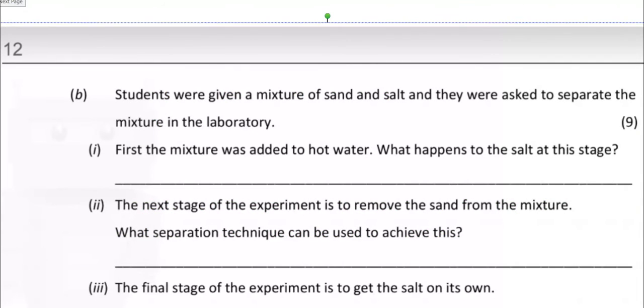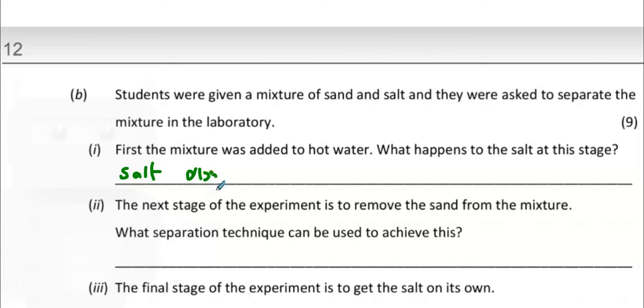Question 12. Students were given a mixture of sand and salt, and they were asked to separate the mixture in the laboratory. First, the mixture was added to hot water. What happens to the salt at this stage? Salt dissolves in the water. The next stage of the experiment is to remove the sand. So the salt dissolves in the water, but the sand stays. Sand is mixed into the water, but the salt is actually dissolved in the water.